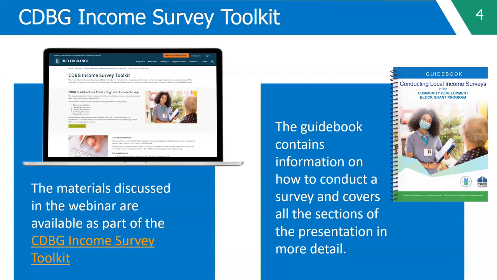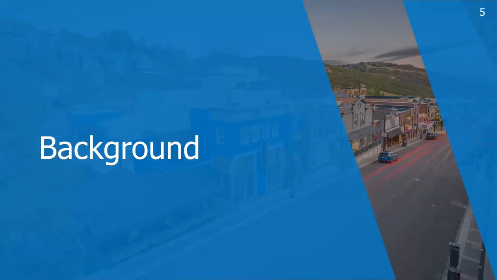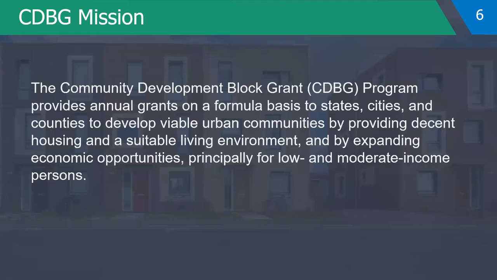All the materials we will discuss today are available on the HUD Exchange on the CDBG Income Survey Toolkit website. The guidebook includes information on all the topics we'll cover today, but in much more detail. So you can go straight to that site whenever you're ready, and you can review that information.